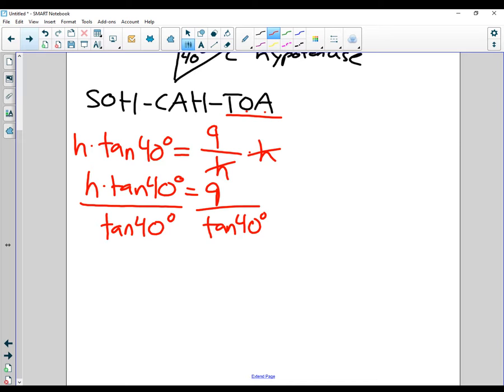It's basically tangent of 40 degrees times h, so divide by tangent of 40 degrees, and we get h equals 9 divided by the tangent of 40. Make sure I'm in degrees. I am. I get 10.726.